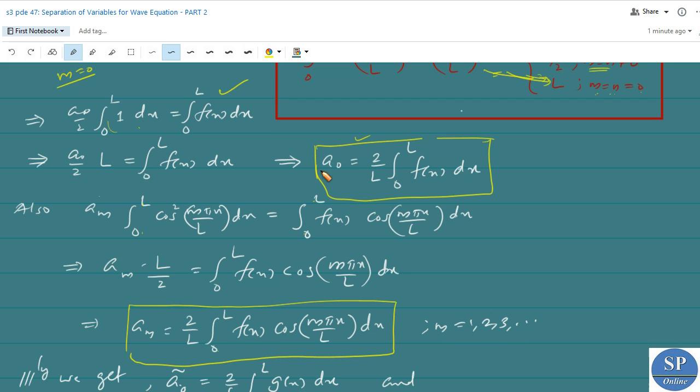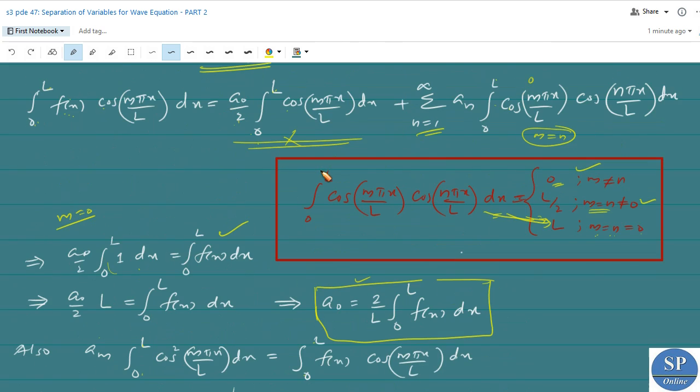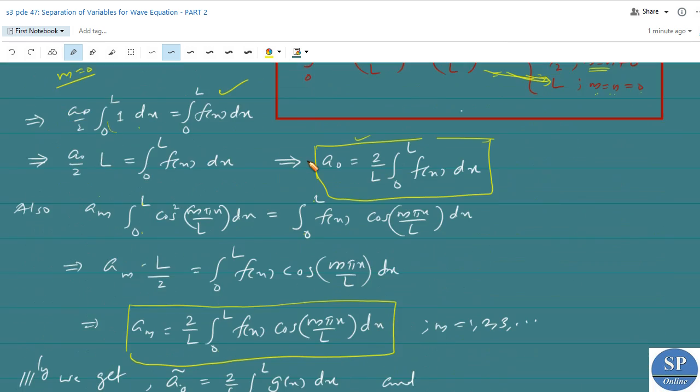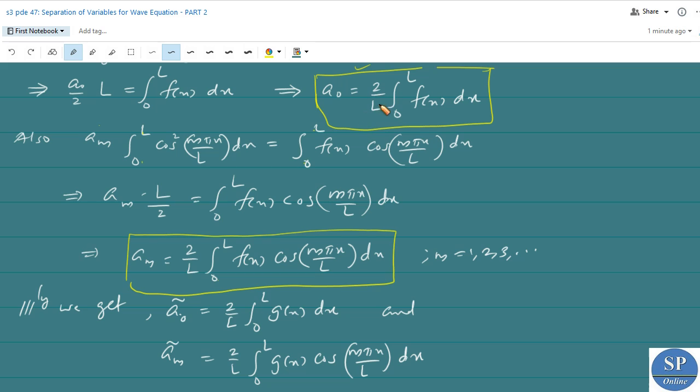Okay, similarly, if you multiply the second equation, that is equation number 13, with cos m pi x by L and integrate over 0 to L, we will get in a similar way a naught tilde and a n tilde as this. We will get a naught tilde as 2 by L into integral 0 to L g of x dx, and a m tilde as 2 by L into integral 0 to L g of x cos m pi x by L dx. Okay, the only difference is f of x is changed to g of x.